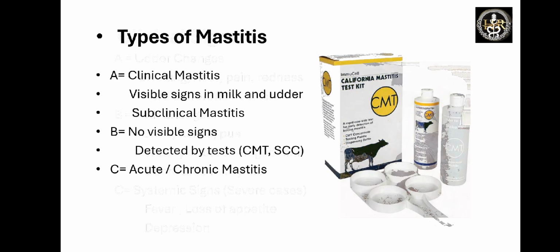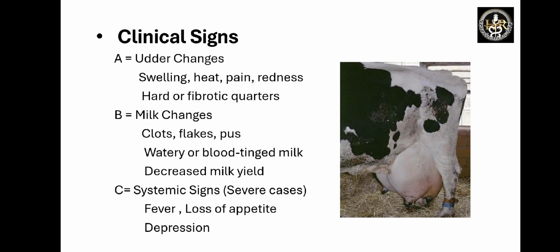The first group of clinical signs involves changes in the udder. There may be swelling, heat, pain, and redness. In chronic cases, the udder may become hard or fibrotic. Here we can see swelling and redness of the affected quarter.